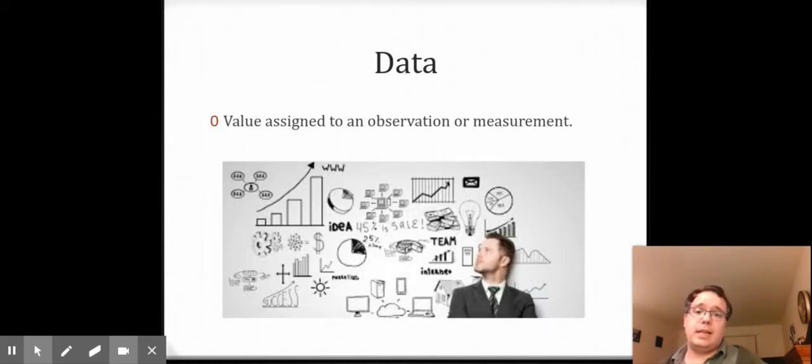Data. Data is just any value assigned to an observation or a measurement. So any number you can collect, or even basically anything you can collect, like you have in science class with Miss Mosley or Miss Hanson. Those have all been data. Just know that we'll be using data. You'll be collecting your own data. We'll be looking at data sets throughout the class.